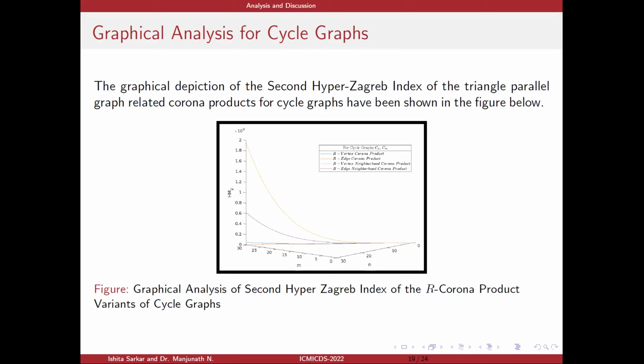Also, a small observation from both the graphs is that the nature of the R vertex corona product and R edge corona product for the second hyper-Zagreb index is very close to each other, with the R edge corona product attaining the minimum value among the index values of the other graph product variants.